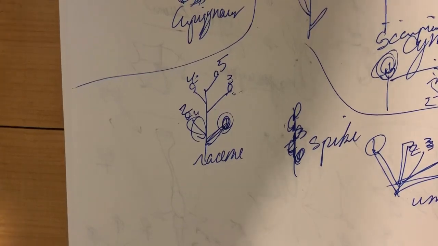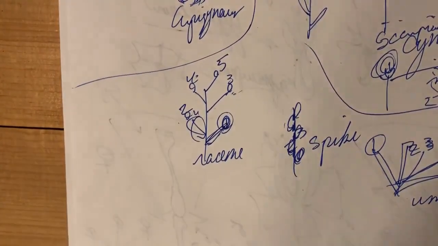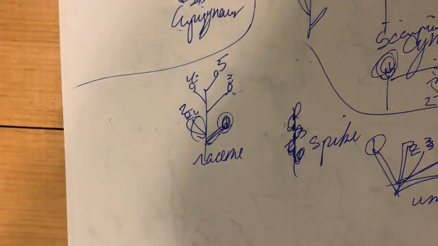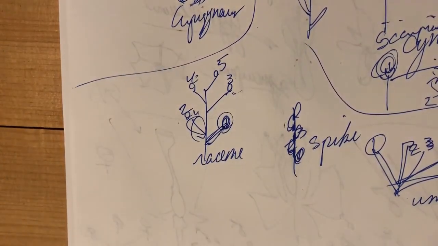There are complex umbels. And complex or compound umbels are indicative of the Apiaceae family or the carrot parsley family, like AP the ape.